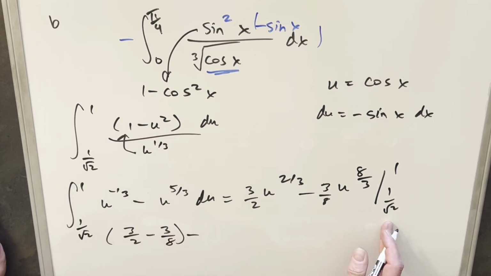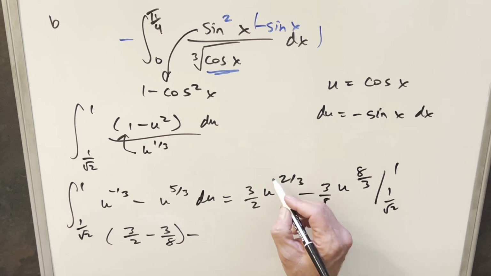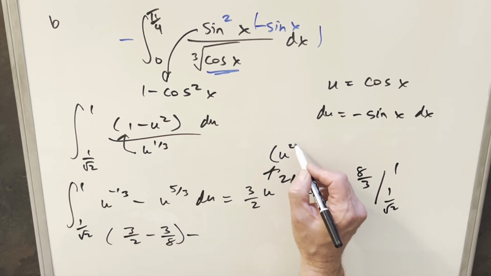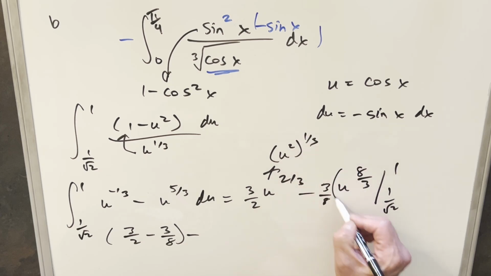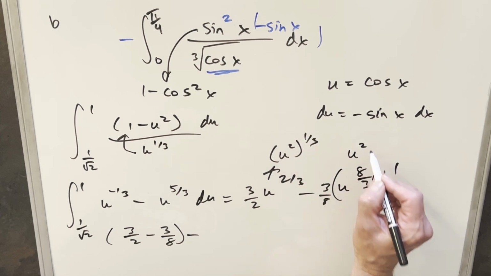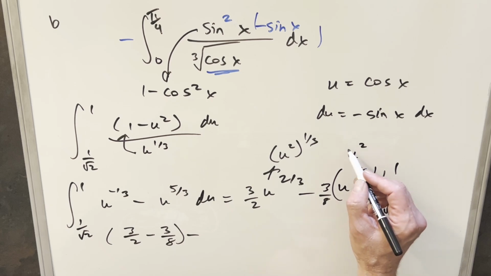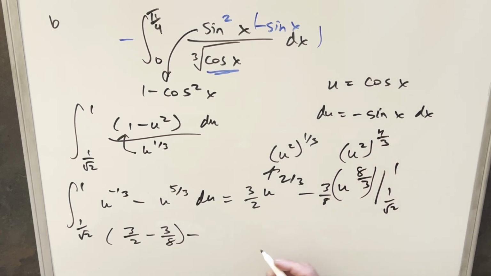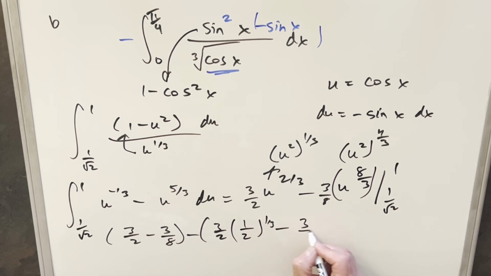Then here, let me try to simplify this a little bit first. So if I can write u to the 2/3 as u squared to the 1/3, and then for this one, let's try to write it as u squared. Should I factor it first? So this is where I get confused because it's hard for me to do this on the fly. But anyway, what we're going to have here, this is going to become 3/2, plugging in 1 over square root of 2 here. This is going to become 1/2 to the 1/3. And then here, minus 3/8. And then this is going to become 1/2.